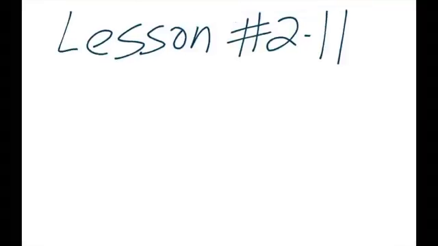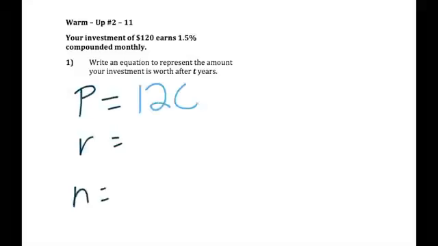Number 1 says, write an equation to represent the amount your investment is worth after T years. We have an investment of $120 that earns 1.5%, compounded monthly. First thing we need to do is decide what is P, what is R, and what is N. We know P is 120, that's our initial value. R is 1.5%, which is 0.015 as a decimal, and it's compounded monthly, so N is 12.